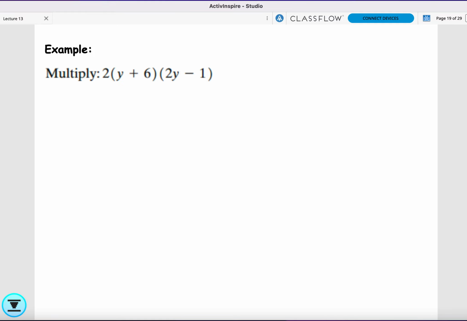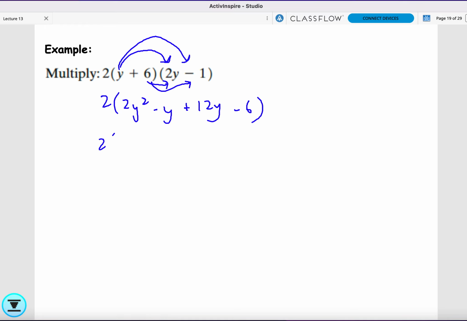Alright, so here we have the same concept, guys. We have FOIL, but we want to go ahead and multiply the 2 at the end. So we're going to FOIL first. So it'll be 2 parentheses, y times y, 2y squared. Y times minus 1 is minus y. 6 times 2y is plus 12y. 6 times minus 1 is minus 6. So then we combine our like terms.